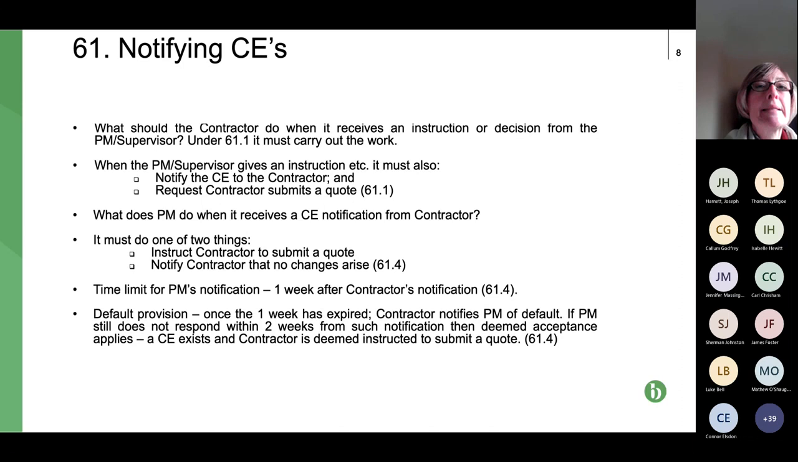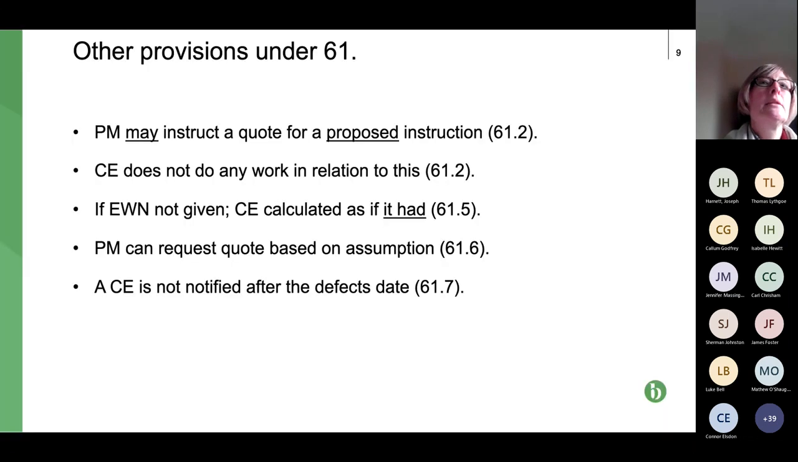So if we can move on to the next slide, please, Jen. So some of the provisions regarding clause 61, just to be aware of. The first one is that the project manager can instruct a quote from the contractor for a proposed instruction. So generally, when we're doing this whole CE process that we already know could take a matter of weeks, the contractor proceeds with the work, irrespective of the fact that the project manager might be saying it's not a CE, might be saying it doesn't agree with the quote. The contractor has still got to proceed with the work.